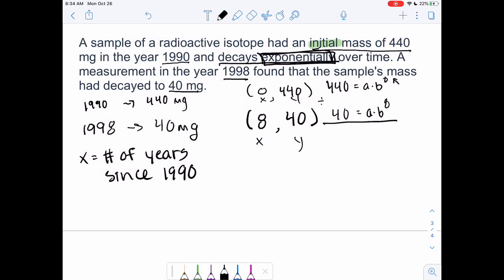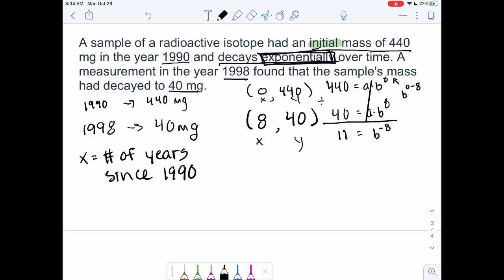440 divided by 40 is 11. A divided by a is 1, so that just goes away. We're dividing two terms of the same base, so we're going to subtract our exponents, and see we end up with b to the -8th power. That's a little more complicated than our previous problems, but we can still get the right answer. We just need to raise both sides to the correct rational exponent.